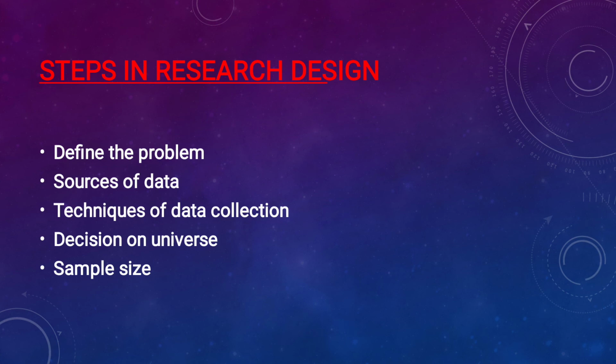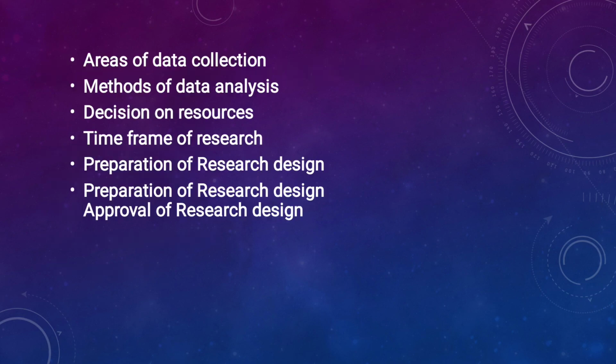Next thing is what? Decision on universe. Universe means what? Population. Which population we are going to consider for the purpose of research, that we have to take care of, and that is called the universe. Okay, and from that universe we are going to select our next thing, that is sample size. Okay, so sample size will be selected from our universe. That will be small, that will be big, that depends on the research type. We are going to select our respondents. Okay, these things we have to remember.